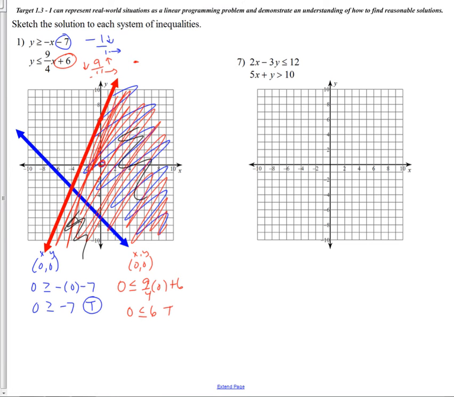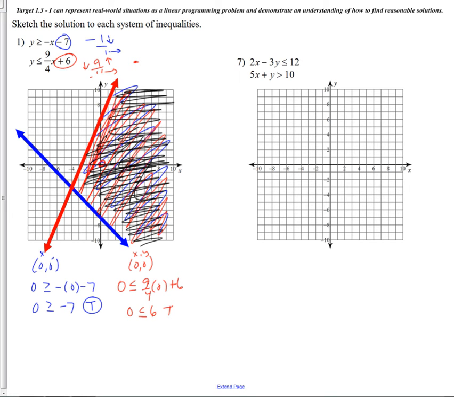This one right here gets shaded just by the red, so that one doesn't work either. Whereas this one here got shaded twice, red and blue. So that is the one that works. That is our solution. We'll shade that one in a little darker, and there's your solution.